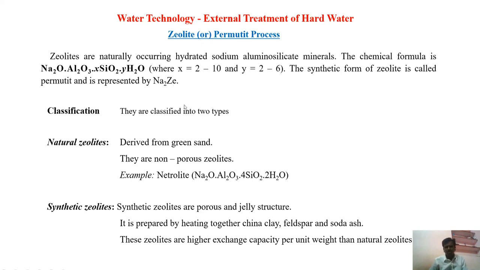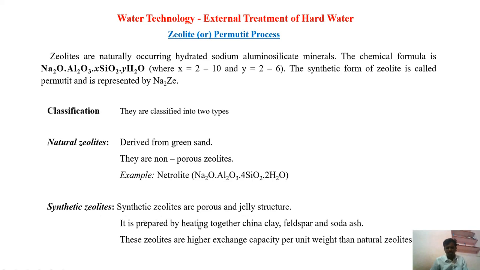So these zeolites are of two types. One is natural zeolites. We derive these zeolites from green sand. They are non-porous. An example is natrolite. Next is synthetic zeolites. We synthesize these zeolites in the laboratory, and they are more porous and may have a jelly-like structure.